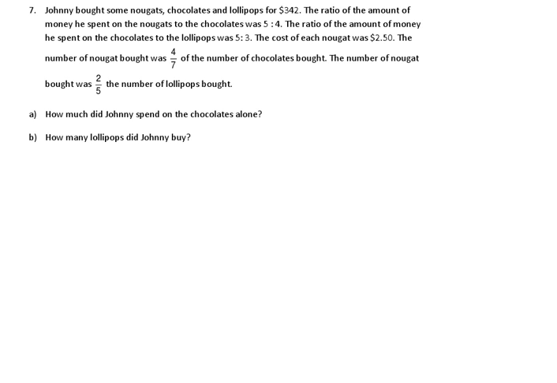So let's summarize the information so far. The money spent on nuggets to chocolates is actually 5:4, right? So this is the money spent. And what about chocolates to lollipops? It is 5:3. Okay, so what is common here? Chocolates is common, right? So since chocolates is common, what should I do next? Call it out.